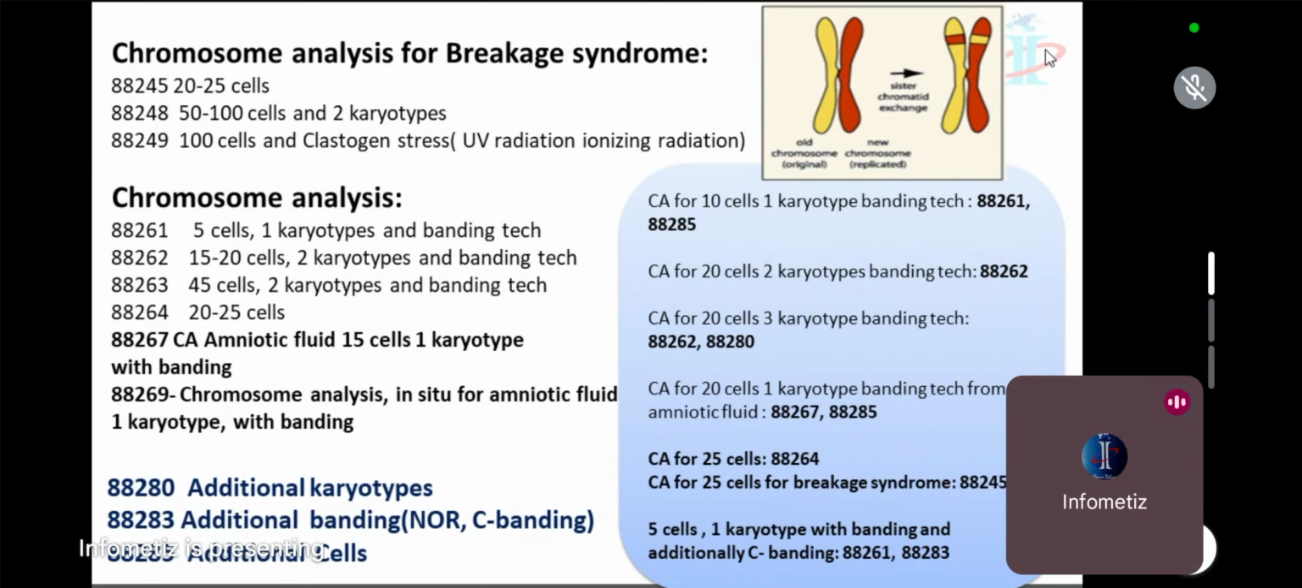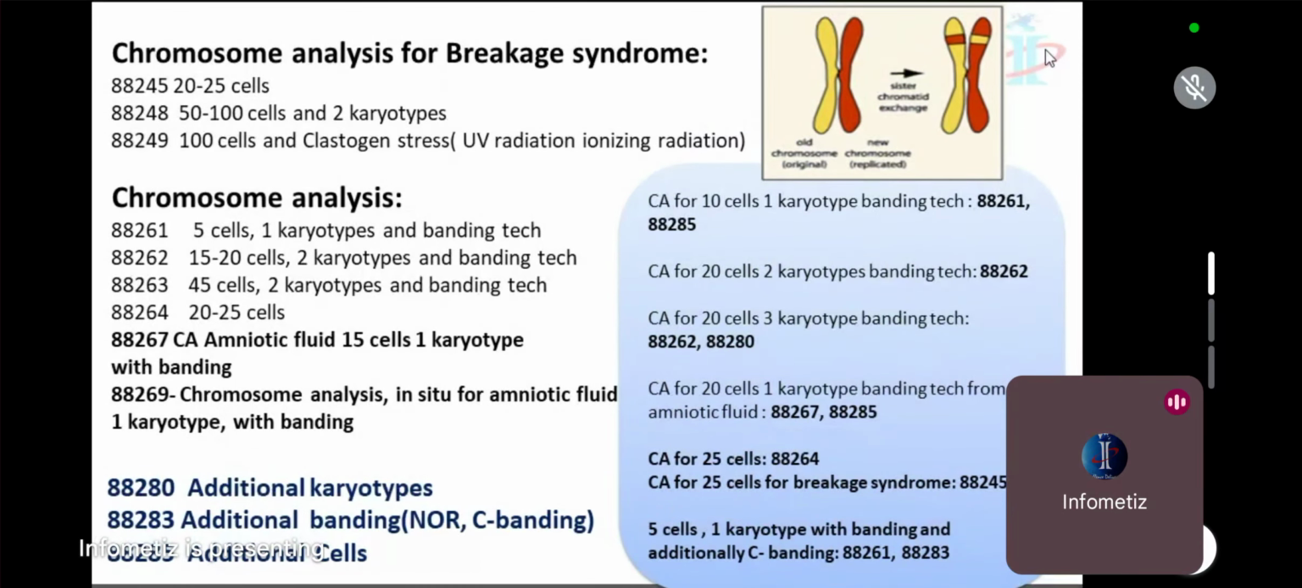In 88262, we have 2 karyotypes. I am asking only 1 karyotype. Can I use the 52 modifier? No. Then what to do? Come to 88280, 88283 and 88285. 88280 is an additional karyotype, 88283 is an additional banding technique, and 88285 is additional cells.